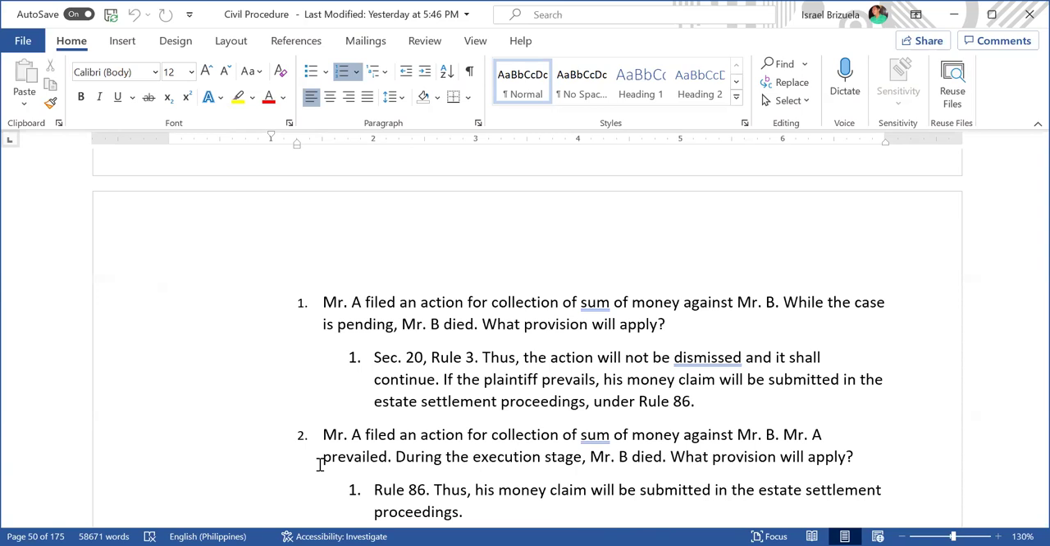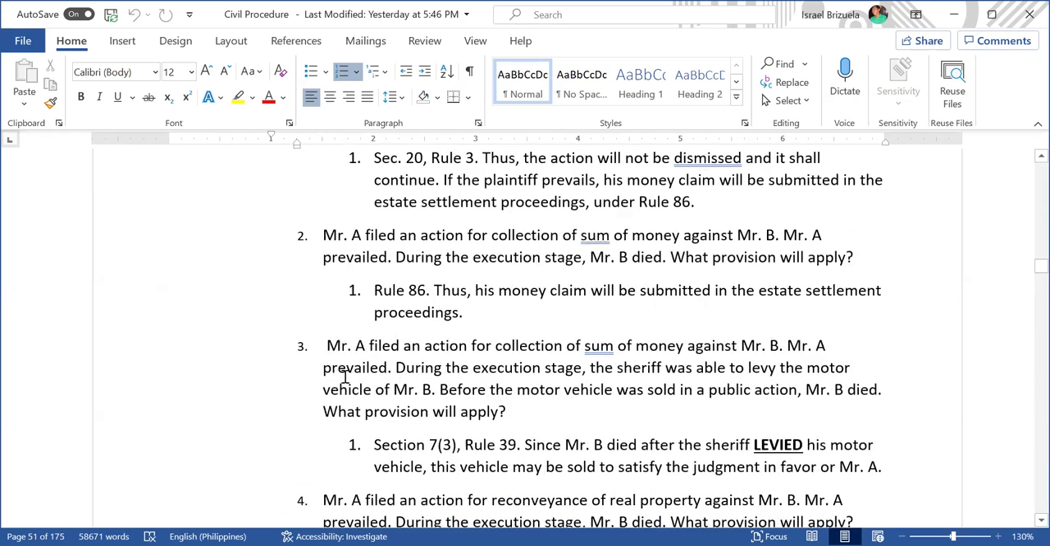Mr. A filed an action for collection of sum of money against Mr. B. Mr. A prevailed. During the execution stage, Mr. B died. What provision will apply? Rule 86. Thus, his money claim will be submitted in the estate settlement proceedings.